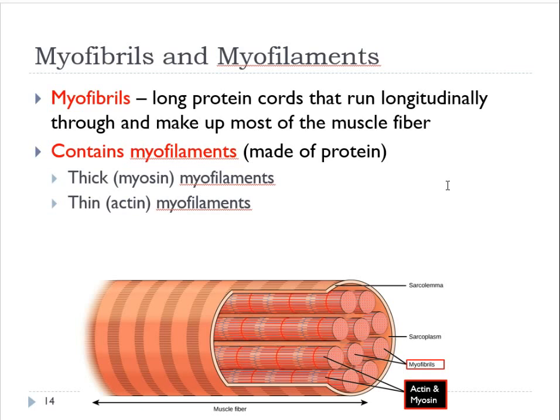Myofibrils are long protein cords that run the longitudinal process of the muscle fiber, and they contain these things called myofilaments. Notice the pattern, everything has myo in it, muscle, and these guys are made of proteins. There's a thick myosin filament, and there's a thin filament, which we call an actin filament.